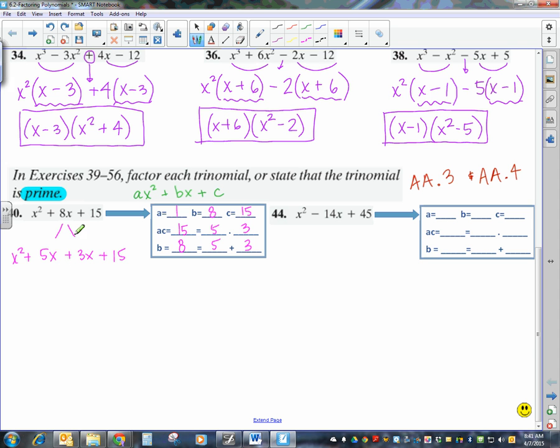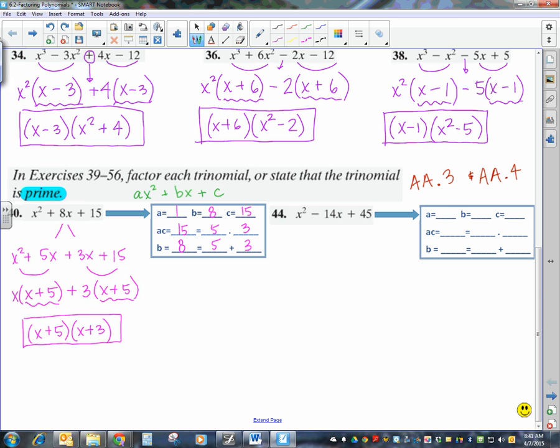Then you're going to do the step we just did before, and that is factor by grouping. What do these two have in common? x, and I'm left with x plus 5. Always bring down that sign. What do these two have in common? They have a 3. What am I left with? x plus 5. These two are exactly the same, so there's my GCF, and I pull that out. That gives me x plus 5, and what I'm left with is x plus 3. And there we have our factored trinomial.